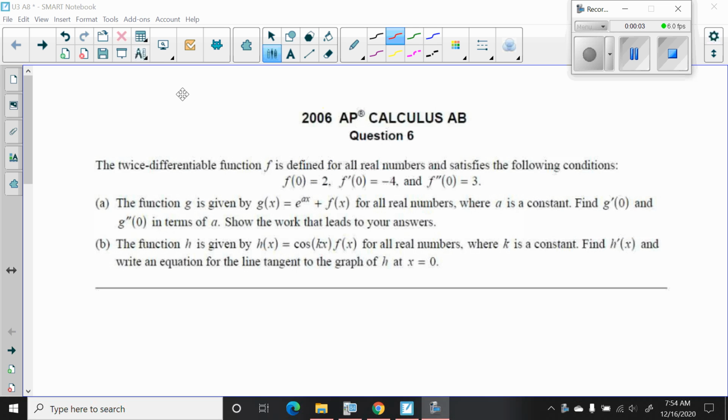Okay, I'm going to work through these problems as quick as possible so you can use this as a guide. The twice differentiable function f is defined for all real numbers and satisfies the following conditions.